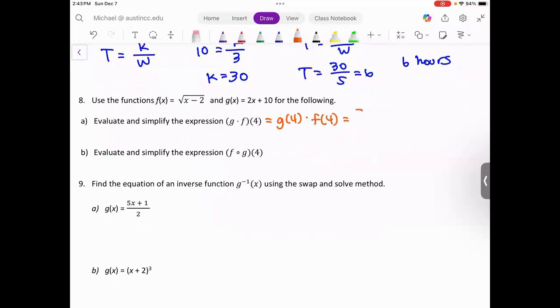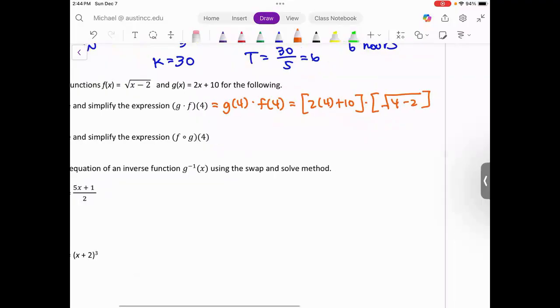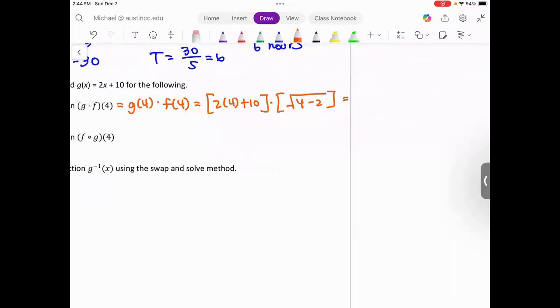where g of 4 is 2x plus 10, so it's going to be 2 times 4 plus 10, and times f of 4. F of 4 is going to be square root of 4 minus 2. So once we evaluate this, we're going to get 14 times the square root of 2. And that's our answer. That's the most we can simplify it. Oh, I'm sorry. This should have been 18. It should be 18 square roots of 2.